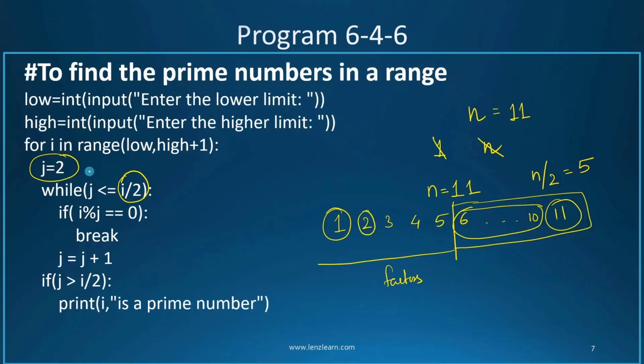So the value of j will be 2, and I am going only up till i by 2, because i is the value that I want to check whether it's a prime or not. Okay, so now let us see the program.